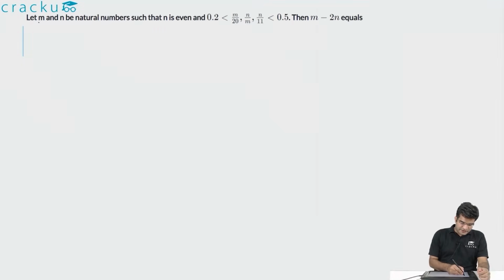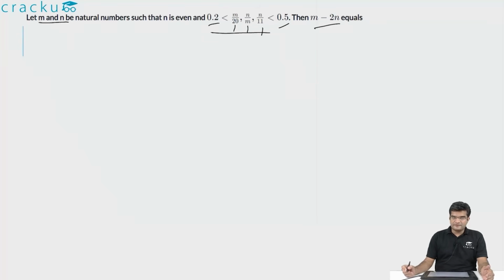In this question we are told that m and n are natural numbers such that n is even, and we are given some inequalities. We are told that all the 3 expressions m by 20, n by m and n by 11 are greater than 0.2 and less than 0.5, and we are required to calculate the value of m minus 2n. So let us analyze each of the 3 inequalities and try to figure out the values of m and n.